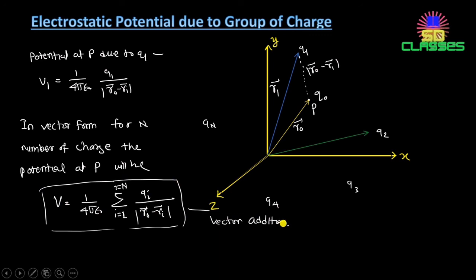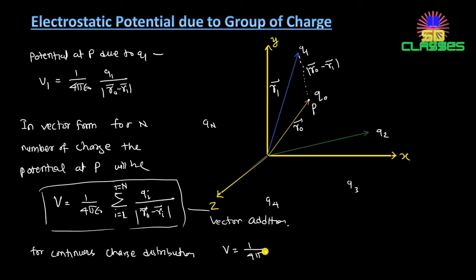Similarly, we can integrate also, right? Suppose you want to find out a potential at a point P due to a continuous charge distribution, right? Not discrete, continuous charge distribution. Then for continuous charge distribution, V can be written as 1 by 4 pi epsilon naught integration of rho dV, where rho is your volume charge density, divided by your distance. Okay, so this is for continuous charge distribution.